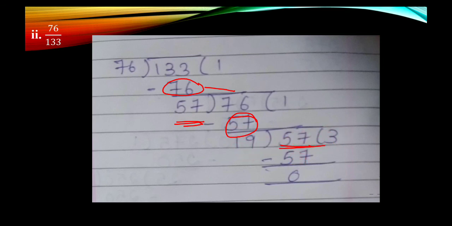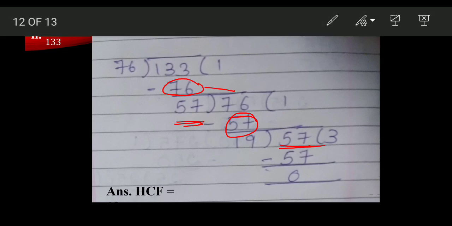I'll divide until I get 0. Right, children? I said, until we get 0, we have to divide with the previous divisor. So what is the last divisor we got? 19. Therefore our HCF is what, children? Our HCF is 19. This is the simplest way of reducing the terms and also of finding the HCF.